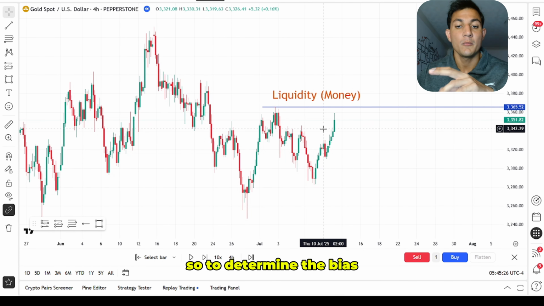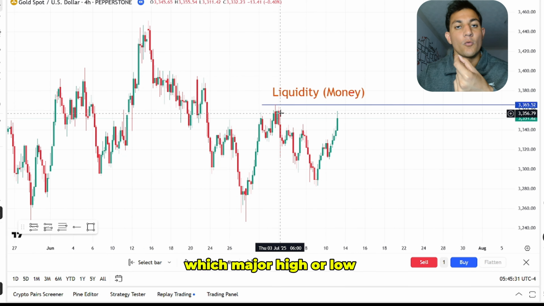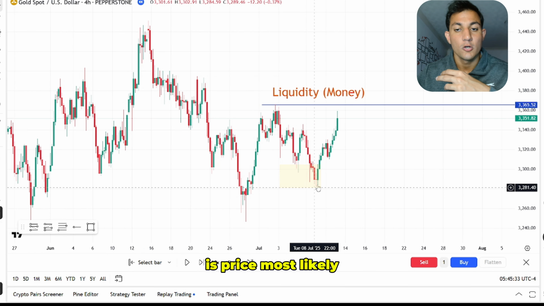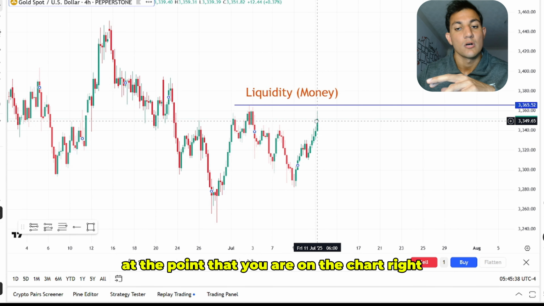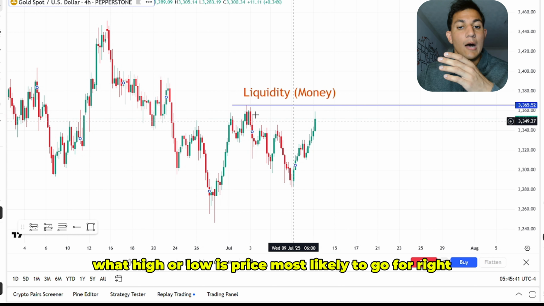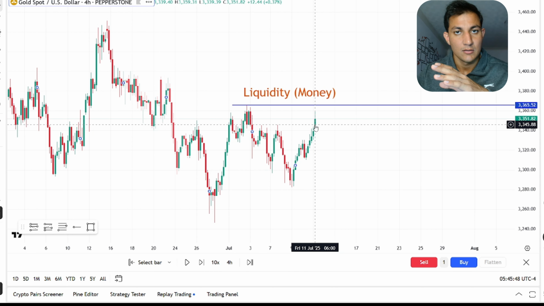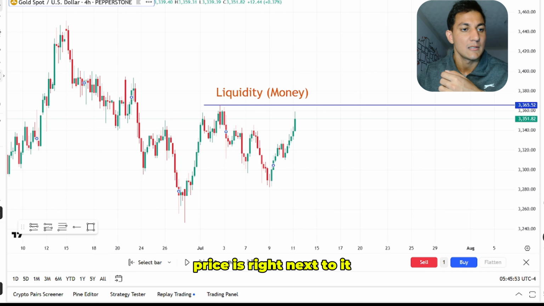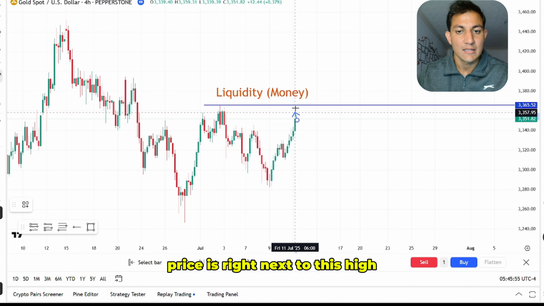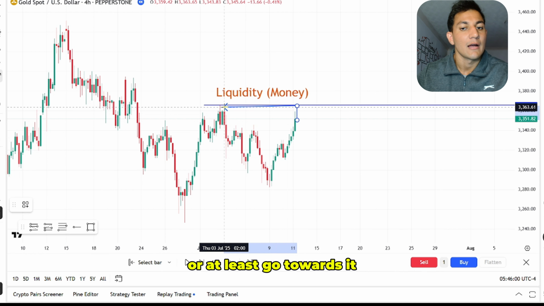So to determine the bias, all you need to do is get onto the 4-hour chart and ask yourself which major high or low is price most likely to go for at the point that you are on the charts. So at this point right here, what high or low is price most likely to go for? Just have a few seconds to think. Hopefully it's pretty obvious. We're going to go for this high here. Price is right next to it. Let's mark this out. Price is right next to this high, no respect of any order block, and it's literally just begging to take out this high or at least go towards it.